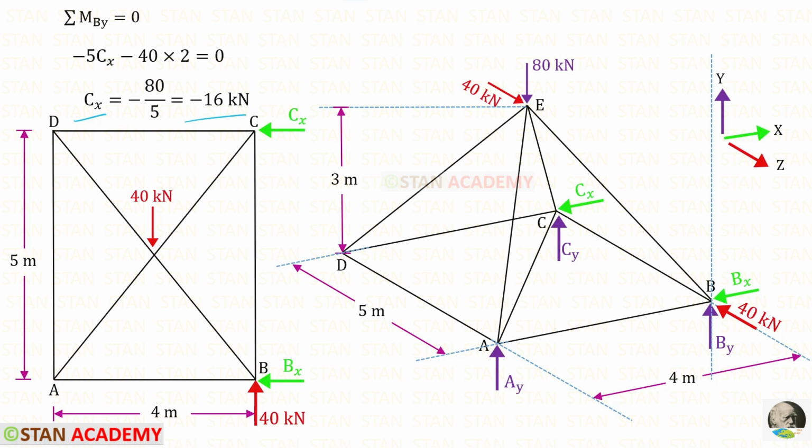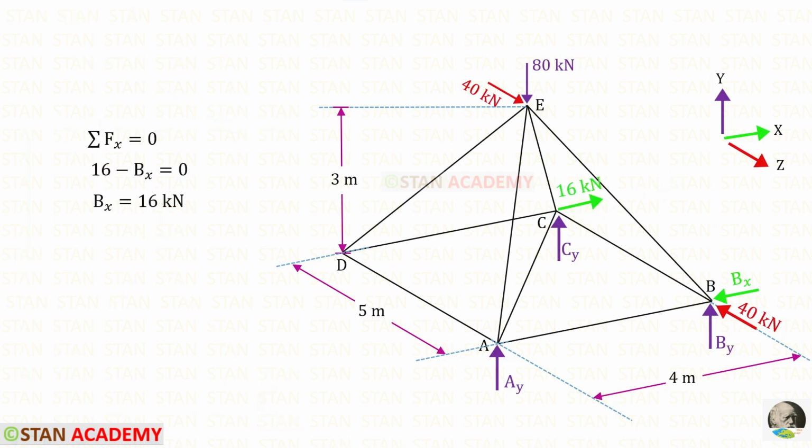We have got a negative value, that means the assumed direction is incorrect. Cx is not acting in this way, it is acting towards this direction. We have to change the direction. Here you can see that I have changed the direction. By applying this rule, we can easily find Bx. We can keep this direction as positive and this direction as negative. This is positive and Bx is negative. For Bx, we will get 16 kilonewton.